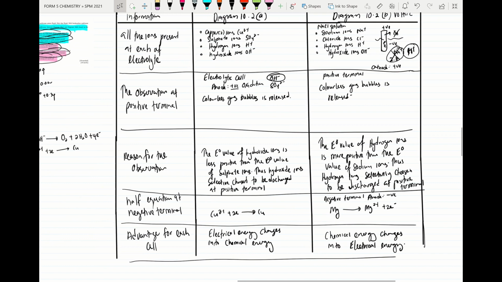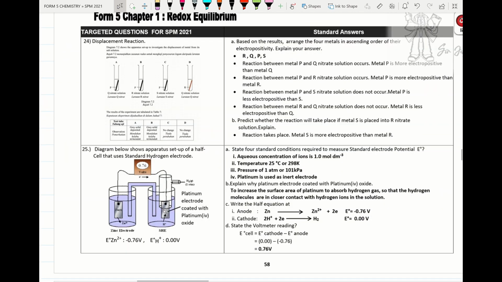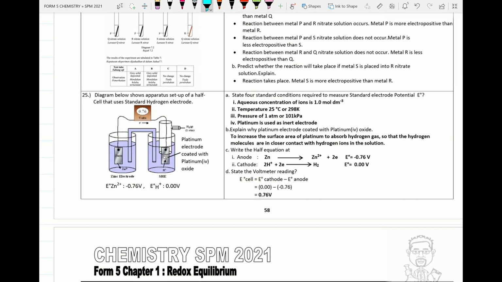All right, so please go through all these, please do more revision. Check question number 24, already discussed in the previous video. Please check the answer. All right, now we move on to this one, half cell. So this is known as a half cell. Please remember, for a half cell they will use the standard hydrogen electrode. The standard hydrogen electrode value is 0.00, and here they use zinc.